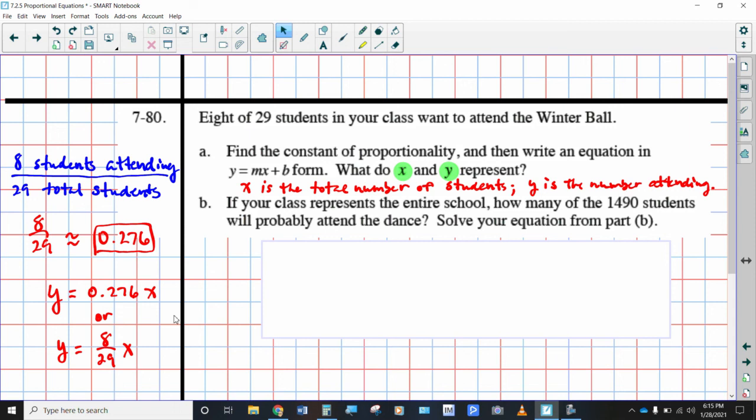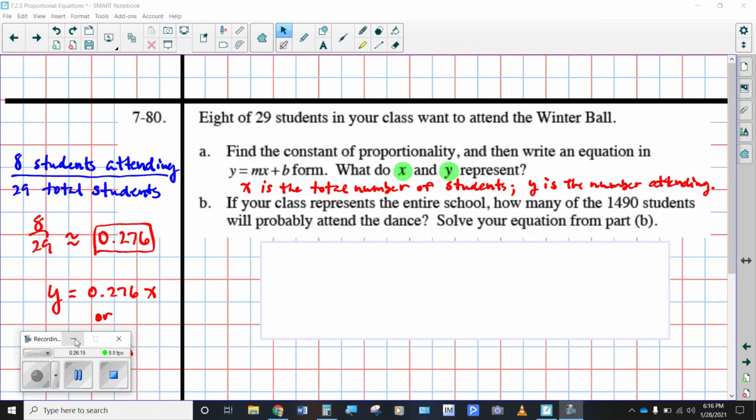So now let's solve given this problem. We're going to multiply this fraction or this decimal number times the total, and that's going to give us how many people we expect to go to the dance. So go ahead and look over your work. I'm going to reveal in a second. Make sure you got your answer.